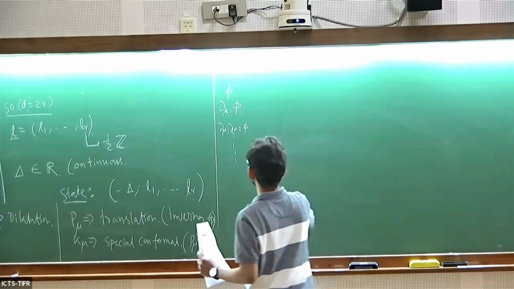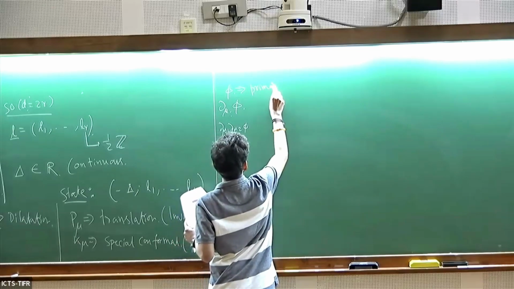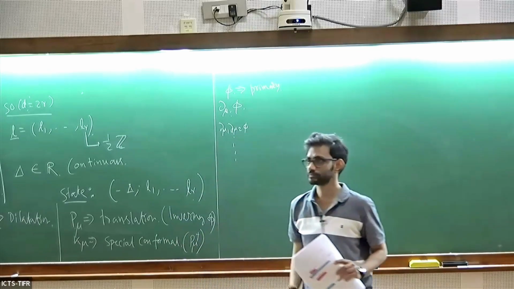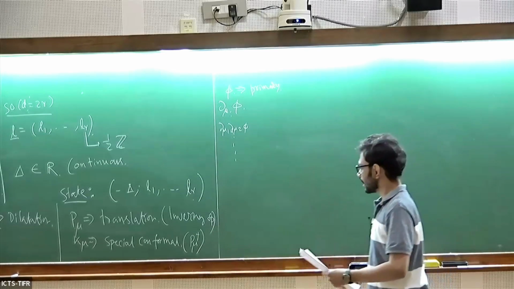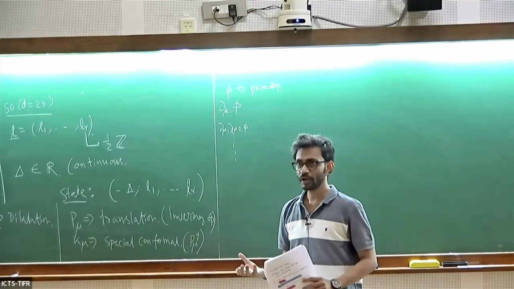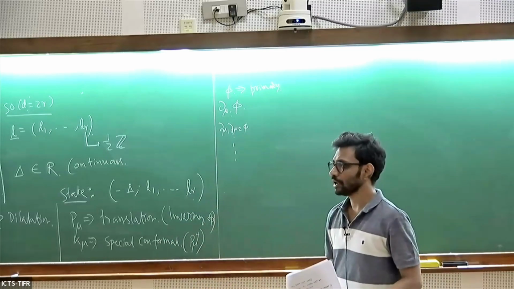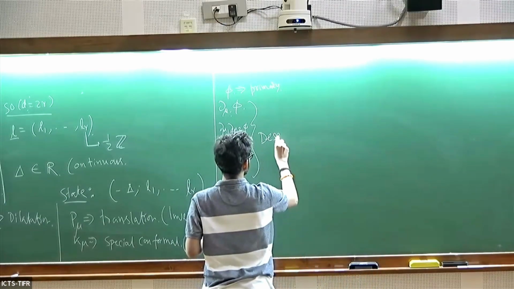So this has a special name. This is called the primary operator. I start with the primary operator and then use my lowering operator, which is basically del mu. By repeated action of del mu, I am creating all these states, and these are called the descendants.